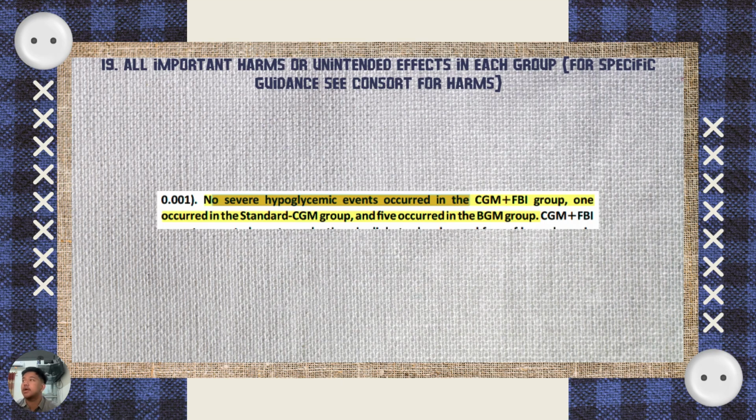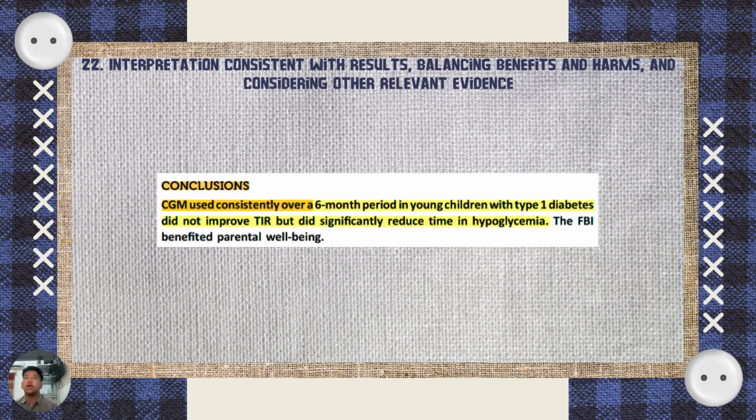And then for item 22, the interpretation consistent with results, balancing benefits and harms, and considering other relevant evidence. In the article it is mentioned CGM did not improve time in range but reduced hypoglycemia and improved parent well-being. This provides a balanced interpretation consistent with the results.